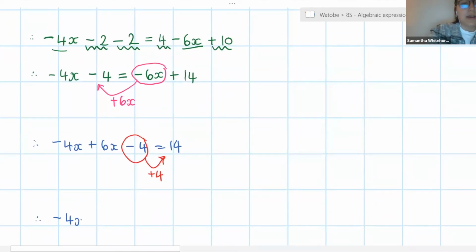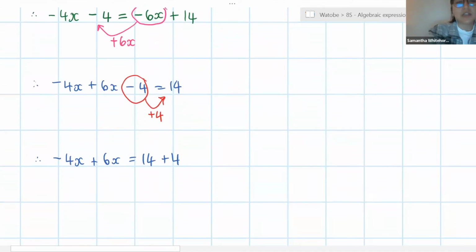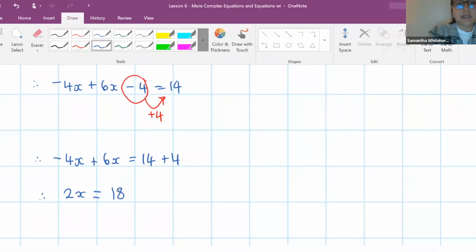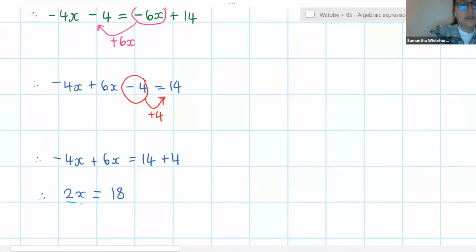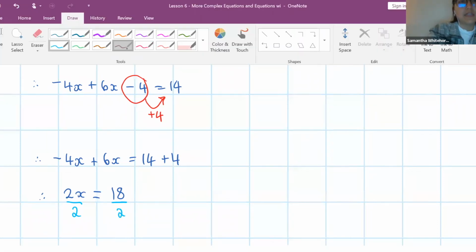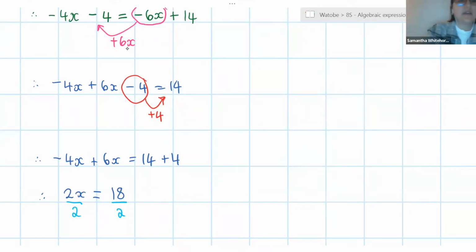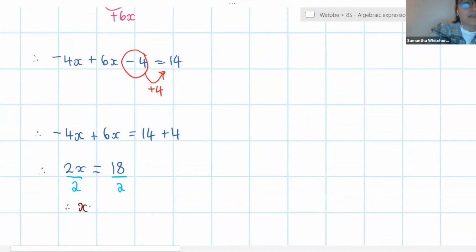So now we've got minus 4x plus 6x is equal to 14 plus 4. And now we've got like terms. So minus 4x plus 6x is 2x and 14 plus 4 is 18. Now all we need to do is get that x alone, and to do that we know we divide both sides by 2, and 18 divided by 2 is 9. And so x is equal to positive 9.